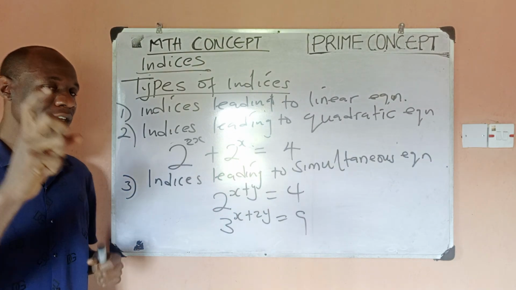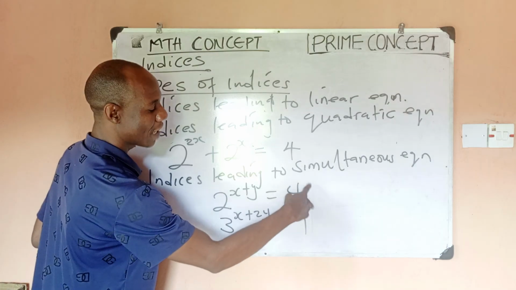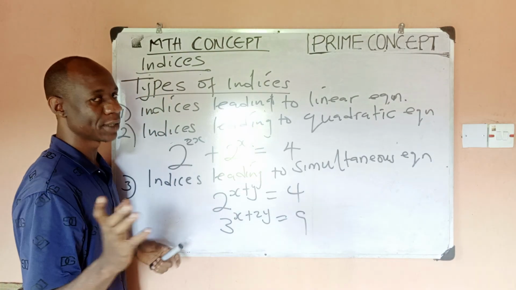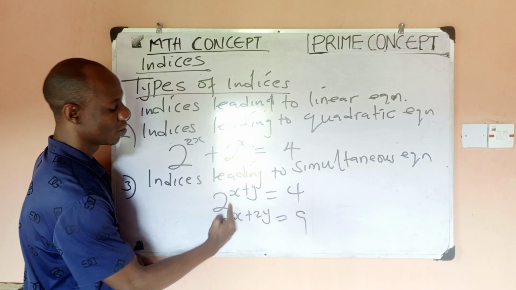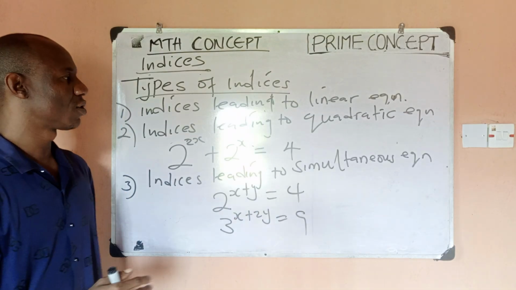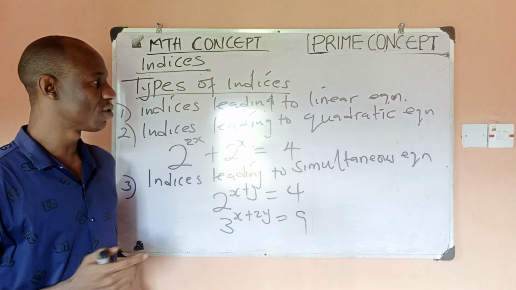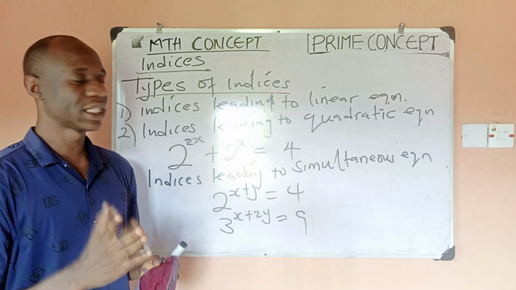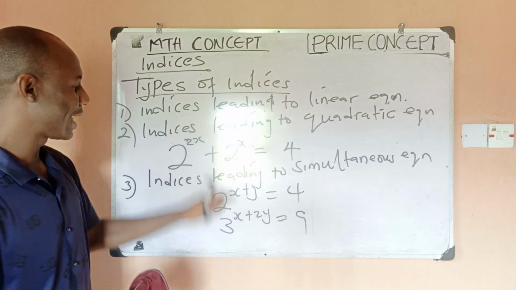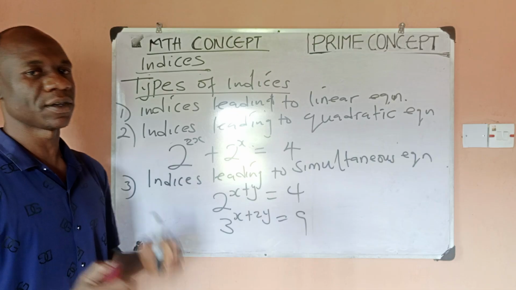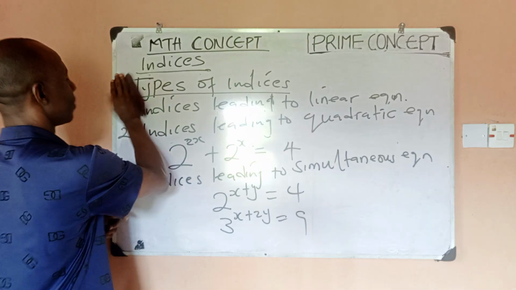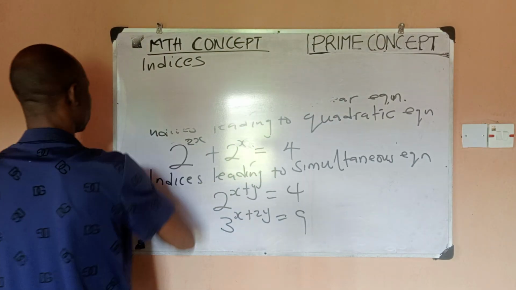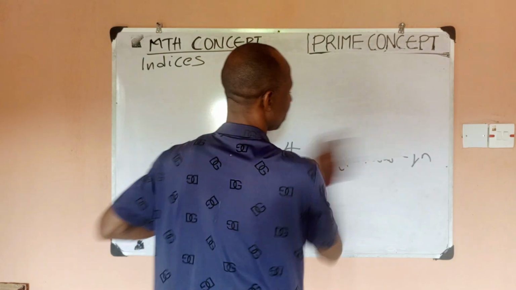Simultaneous equation. Why do you know that? One is that you have 2 equations you're solving at the same time. Two is that you have 2 unknowns, x and y. So this would lead us to simultaneous. So what we're going to do now, I'm going to drop about 3 problems that will help us learn these 3 different types of indices, and then we end the video with very important exam tips.